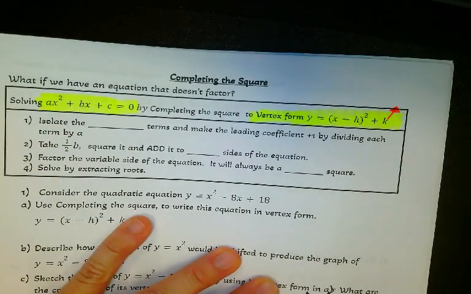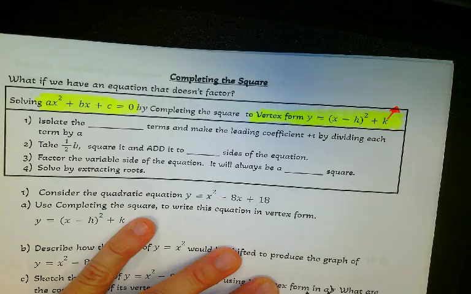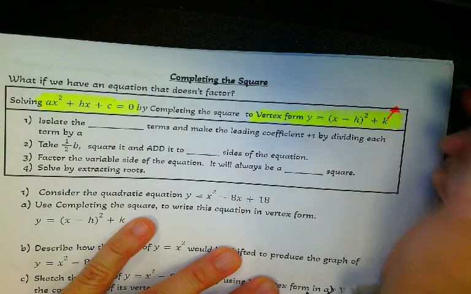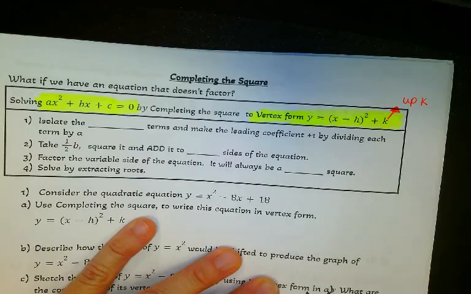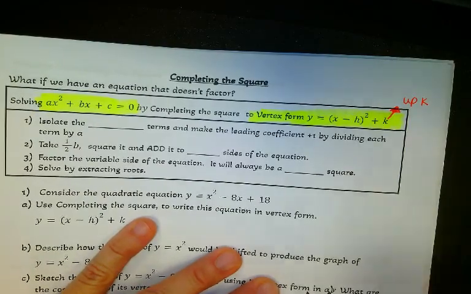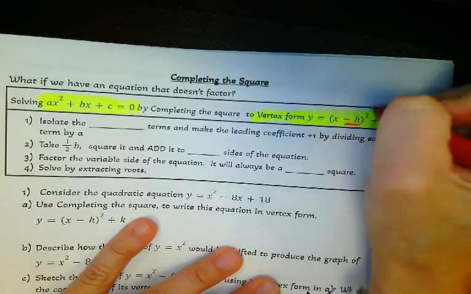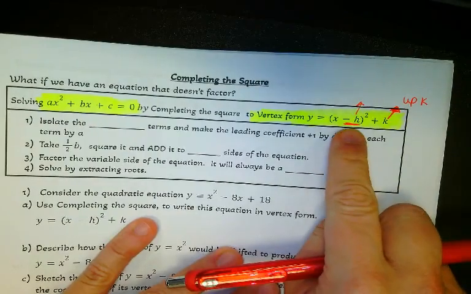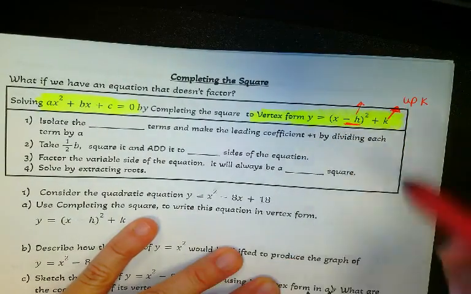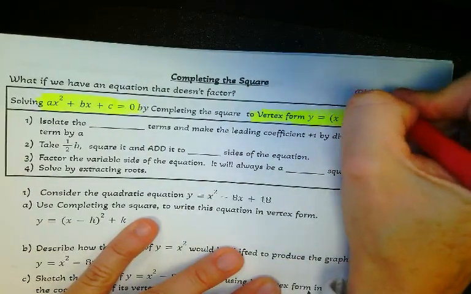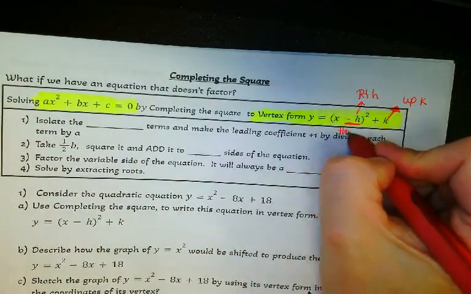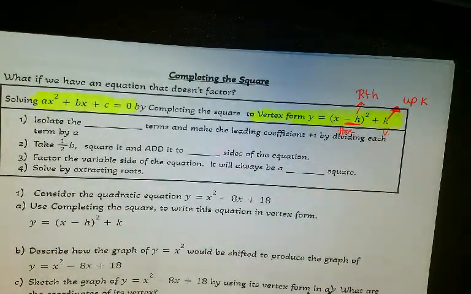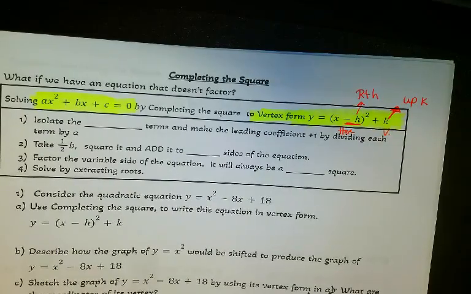Up, down, left, or right, if it's outside? Actually goes up k. Okay, outside is your vertical shift. And then anything inside is your horizontal, but horizontal does the opposite. So if it said minus h, it would actually be going to the right h. Okay, so horizontal is inside, vertical is outside, and again, the horizontal does the opposite. That's just a little review that'll get tossed back in today.